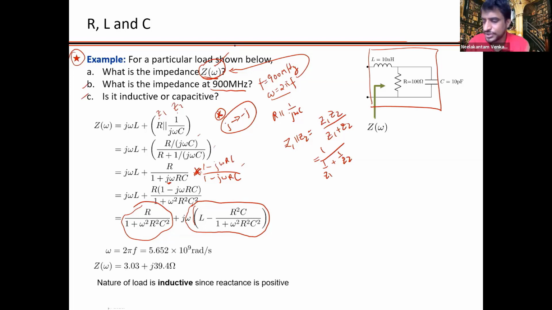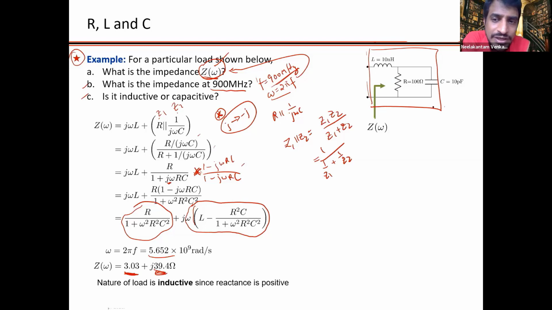Now comes the second part of the question where you need to substitute omega equal to 2 pi f. So when omega equals 2 pi f with 900 megahertz being f, when you substitute in, it becomes 3.562 into 10 power 9. When you substitute, it is tedious. You can use your calculator in the complex mode and substitute the values to figure out the real part, which is a small number, and an imaginary part, which is 39.4 ohms. So that's the impedance that you're looking at.